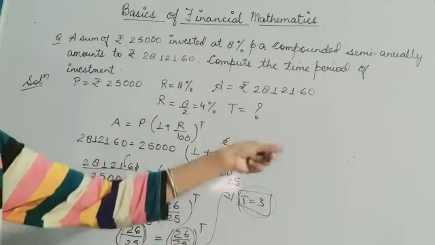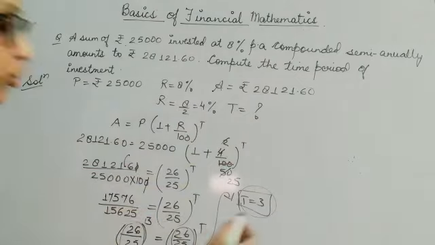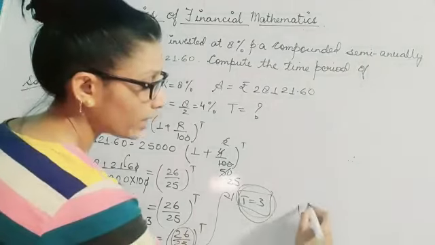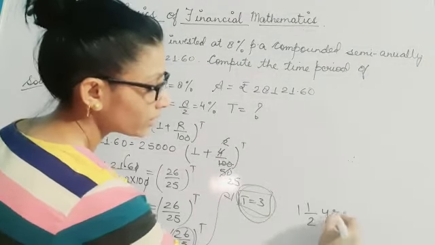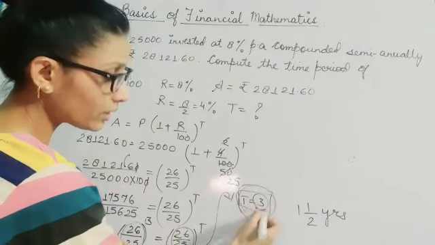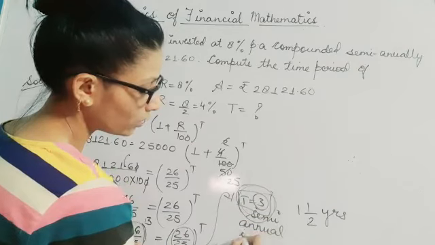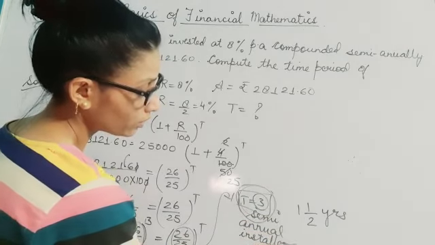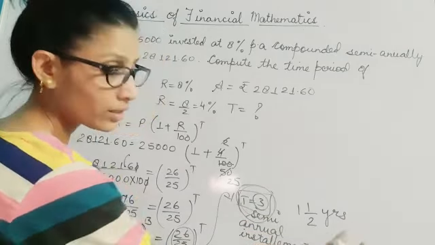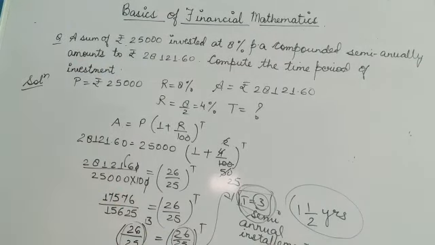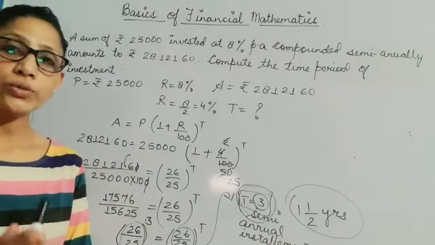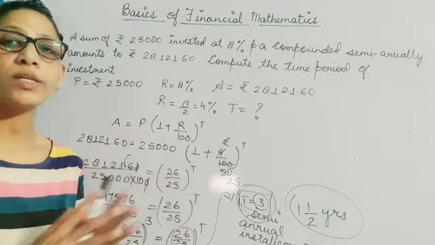That means this is 3 semi-annual installments. 3 semi-annual installments means how many years? 1.5 years. Alright, so either you can say 3 semi-annual periods, or if you want to write it in yearly, then you can write 1.5 years. Have a look at the solution of this question. In the next video, we are going to take some more questions based on the formula which we have learned today.